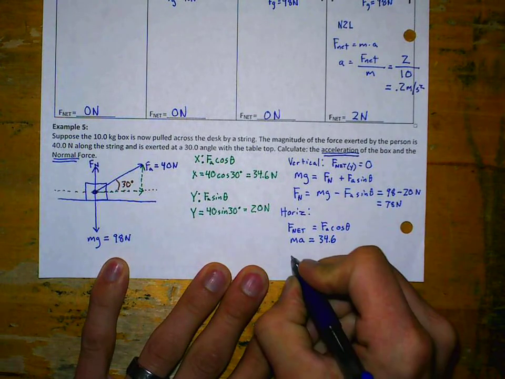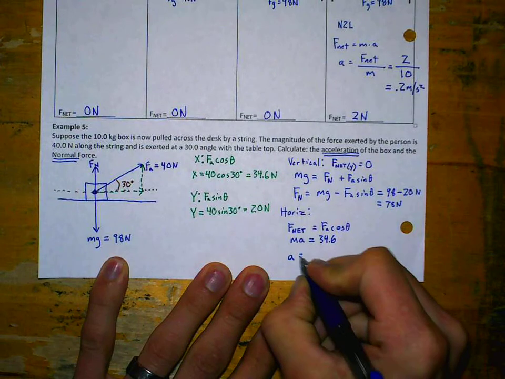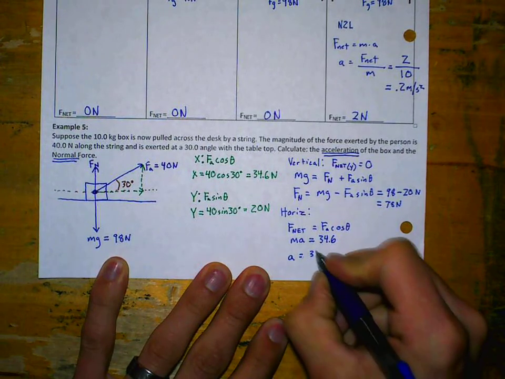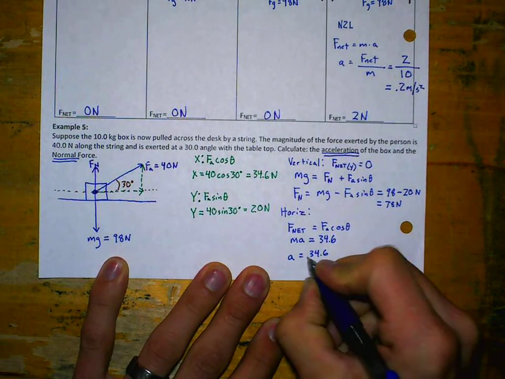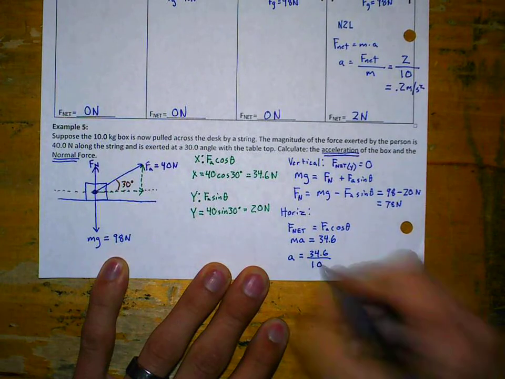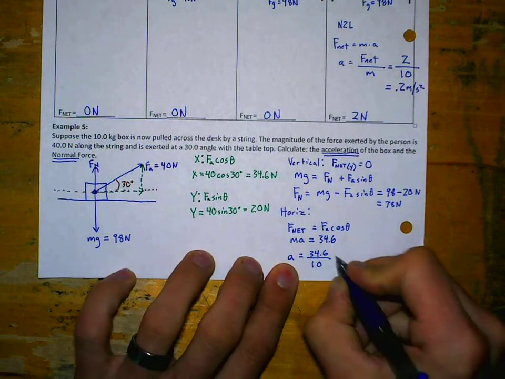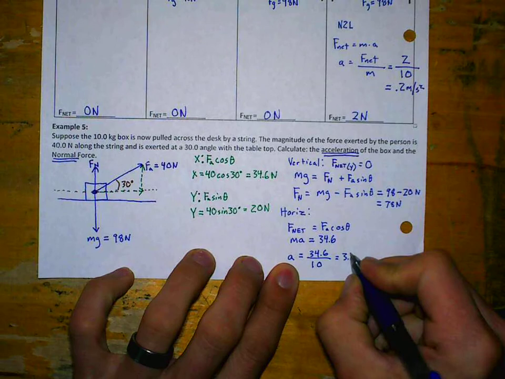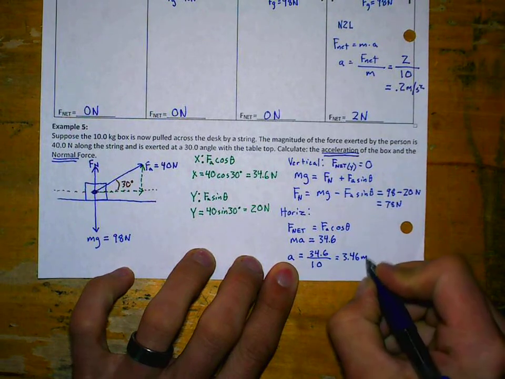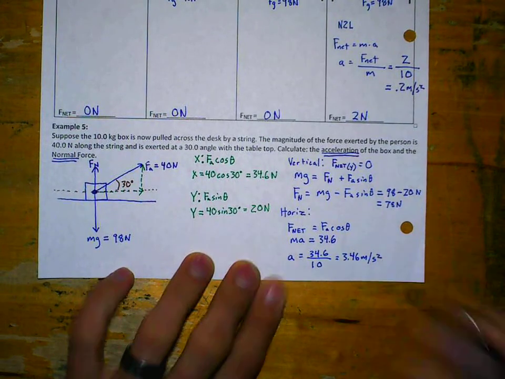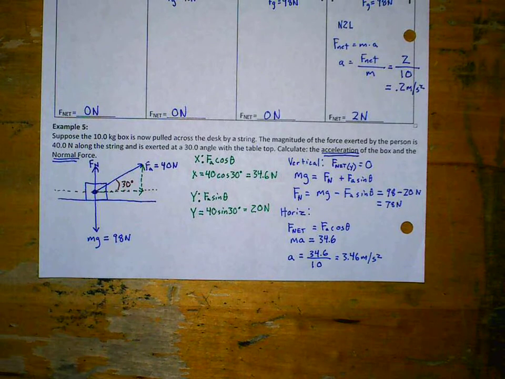And so our acceleration is equal to 34.6 over 10, coming out to 3.46 meters per second squared. And that's how you deal with forces at an angle, guys. You just have to split it into x and y and analyze how it affects normal force.